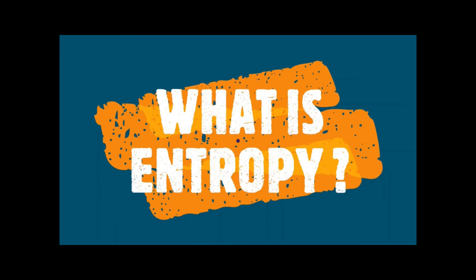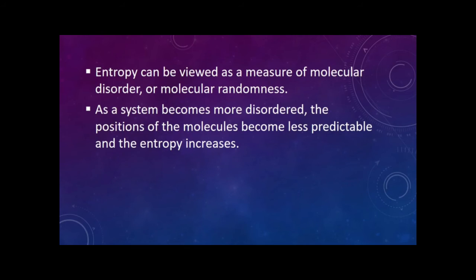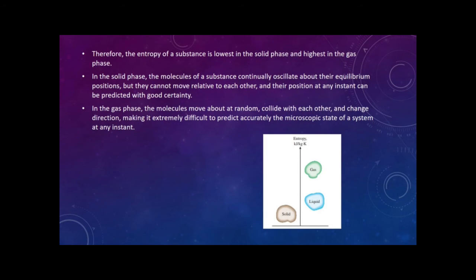So what is entropy? Entropy can be viewed as a measure of molecular disorder or molecular randomness. As the system becomes more disordered, the positions of molecules become less predictable and the entropy increases. Therefore, the entropy of a substance is lowest in the solid phase and highest in the gas phase. In the solid phase, the molecules of a substance continually oscillate about their equilibrium positions, but they cannot move relative to each other, and their position at any instant can be predicted with good certainty.